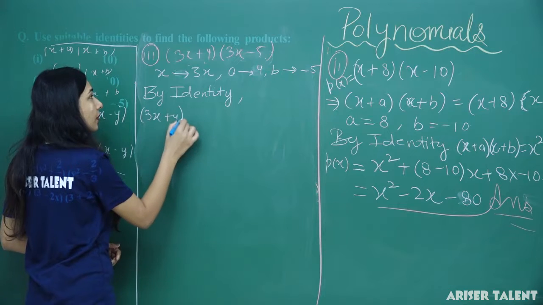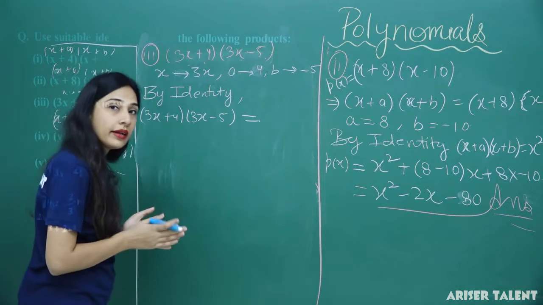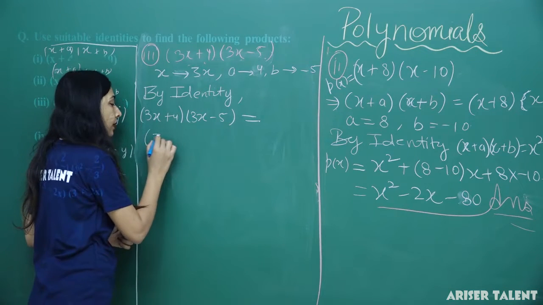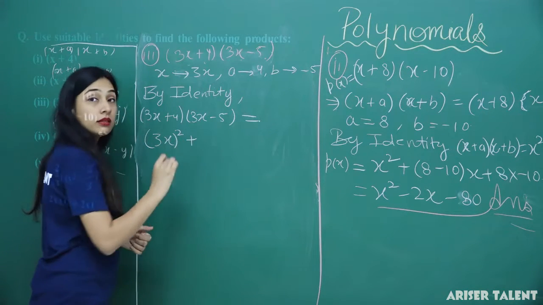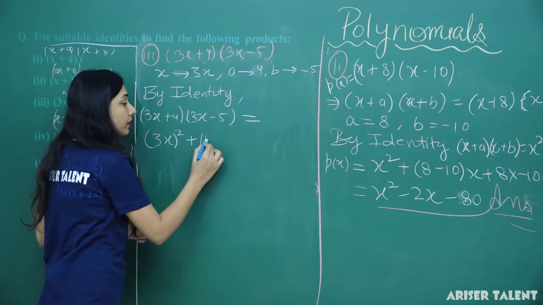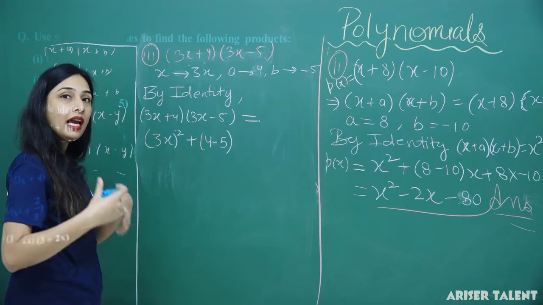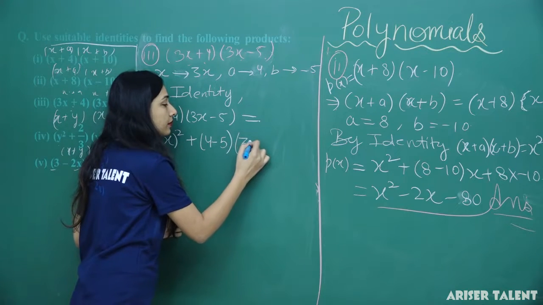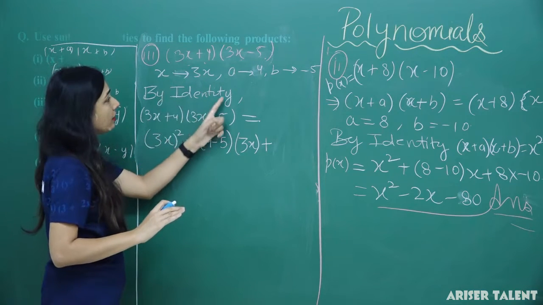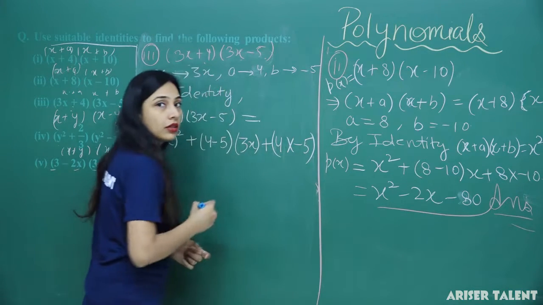(3x plus 4)(3x minus 5) will be equal to x square. Now x is equal to what? In the place of x I have got 3x. So that means (3x) square plus (a plus b)x. So a is what? 4 plus minus 5 is minus 5. (a plus b)x, now x is 3x, plus a multiplied by b. a is here 4 and multiplied by minus 5, right.